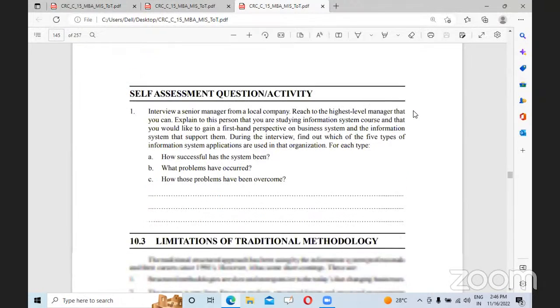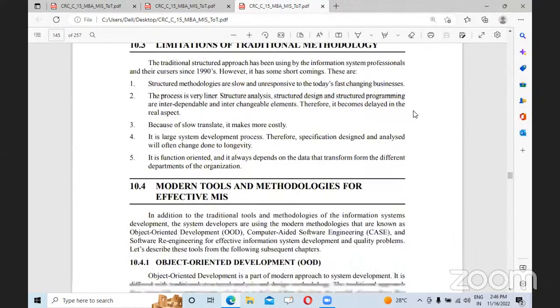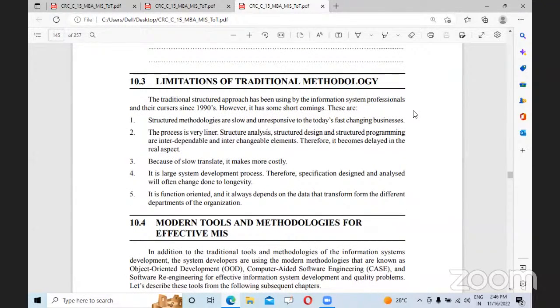And related to that, what are the limitations of the traditional methodology of information systems? Means the structured methodologies are slow and unresponsive to today's fast changing business. The process is very linear. Structured analysis, structured design, and structured programming are interdependent and interchangeable elements. Therefore, it becomes delayed in the real aspect.